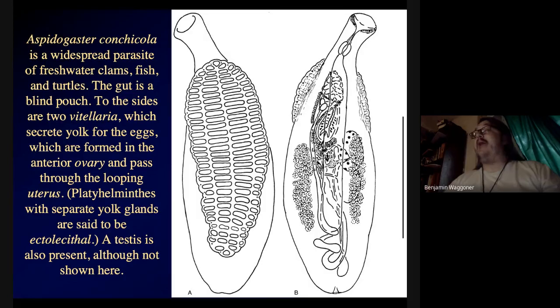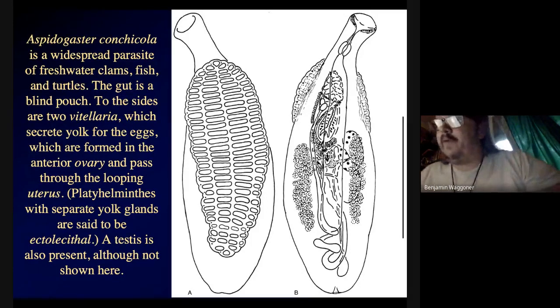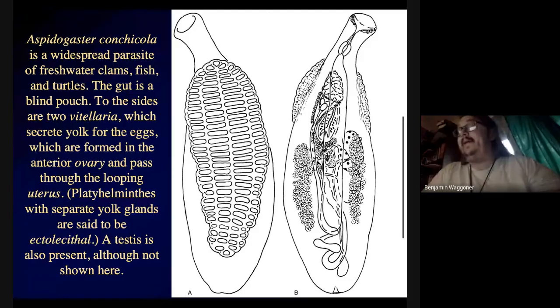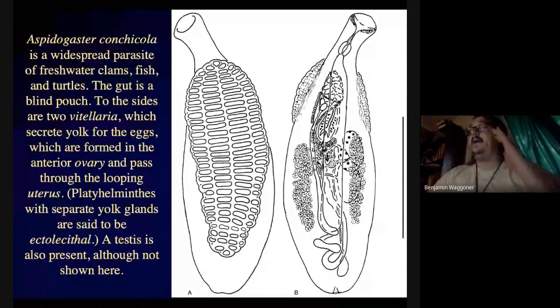So the eggs are formed in the ovary, which is anterior. It's in the midline about 1/3 of the way down. Eggs pass through this looping structure that goes all the way to the posterior. That's the uterus. And as it passes through the uterus, yolk is made in the vitellaria and gets plastered onto the egg, and then the egg passes out of the body.